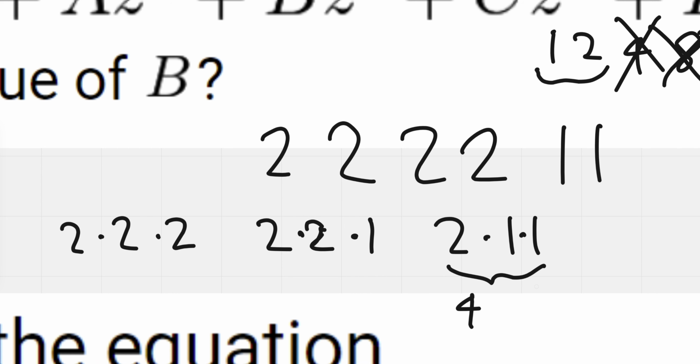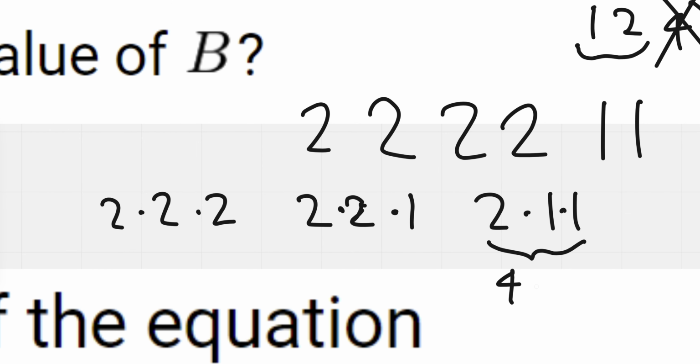Okay, so the next possibility you're given is that, or let's actually move on to the easiest one. The next possibility you're given is that everything is all twos. So that's just how many ways there are to choose three from the four twos you're given. 4 choose 3, which is just 4.